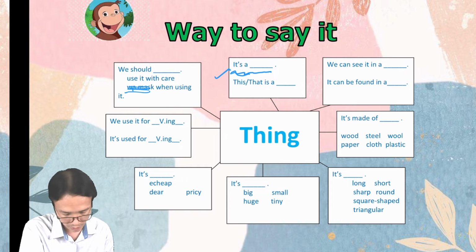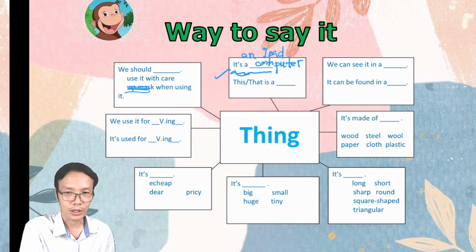It's a, for example, it's a computer. It's an iPad, for example.